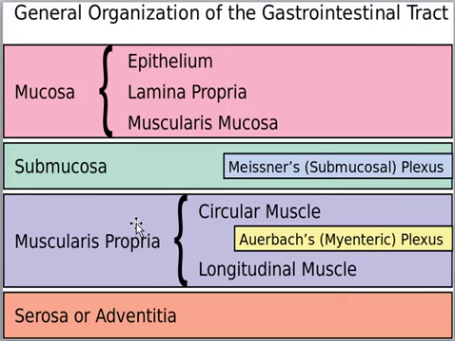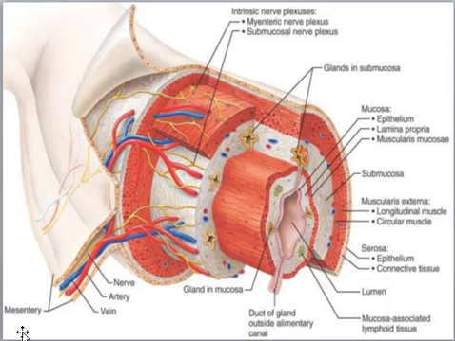This is the general structure of the GIT, because there is other differentiation in each part. Like in the stomach, there are 3 layers of muscle: circular, longitudinal, and oblique muscle. In discussing the enteric nervous system, the Auerbach or myenteric plexus occurs between the 2 layers of the muscularis propria, between the circular and longitudinal layer, while the Meissner or submucosal plexus, as its name suggests, is present in the submucosa of the GIT system.